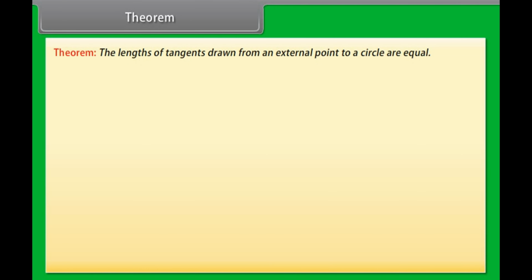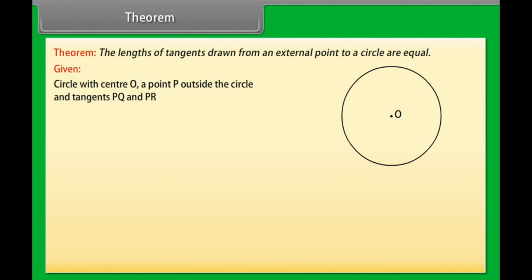Theorem. The lengths of tangents drawn from an external point to a circle are equal. We are given a circle with center O, a point P lying outside the circle, and two tangents PQ, PR on the circle from P. We need to prove that PQ is equal to PR.